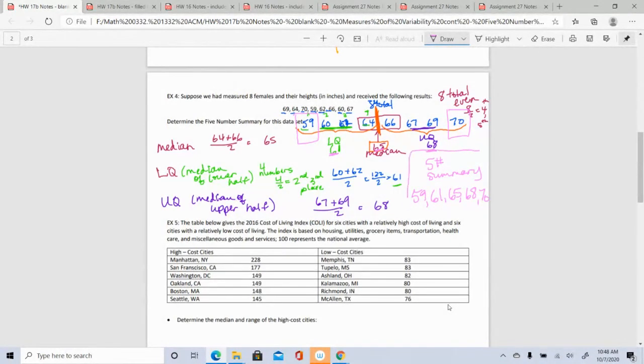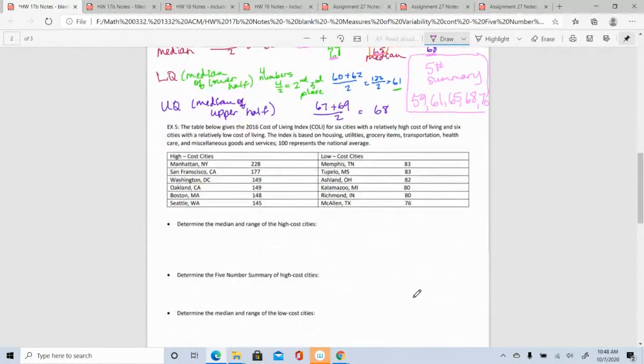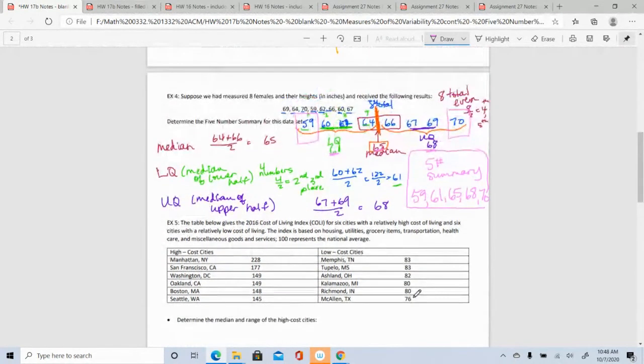So that's our answer. And again, if you wanted to see a cleaner copy, you could always look at the other version of this on Blackboard. Any questions on that? Nope. Okay, the next example.